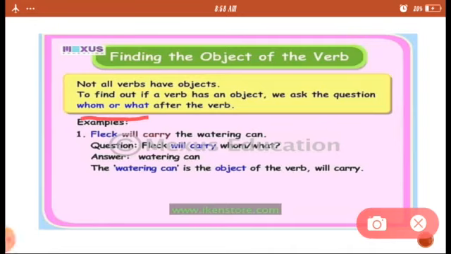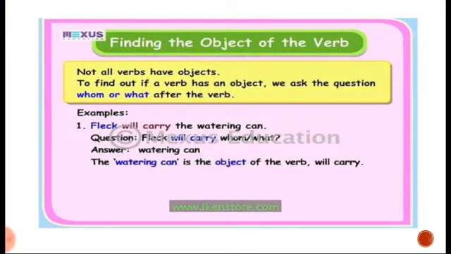See, Fleck will carry the watering can. So you will ask the question, Fleck will carry what? The answer is watering can. So watering can is the object of the verb will carry. You have to ask the question what or whom. So if you get the answer, it is the object. If not, then there is no object.